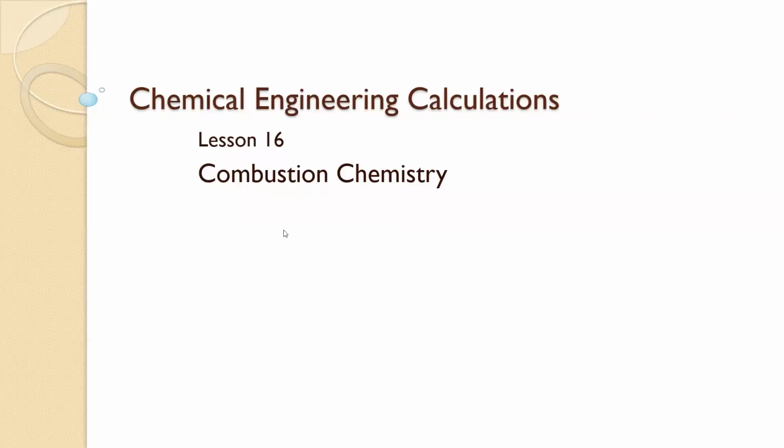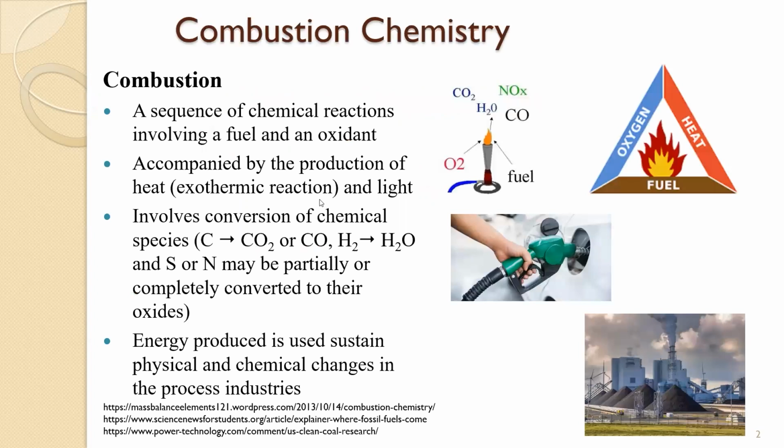So let's go to combustion chemistry. Basically, a combustion is a sequence of chemical reactions involving a fuel and an oxidant. So you can see here the combustion triangle. For combustion to proceed, you have to have the fuel in the presence of oxygen and heat. It would support combustion. Otherwise, if one of the legs of the triangle is absent, it will not continue on.